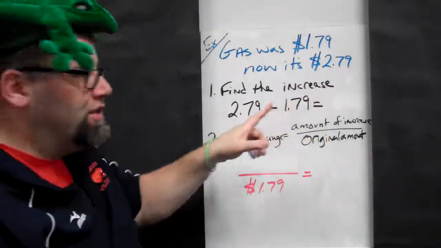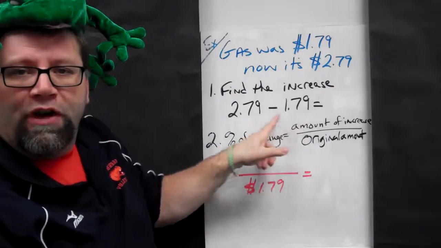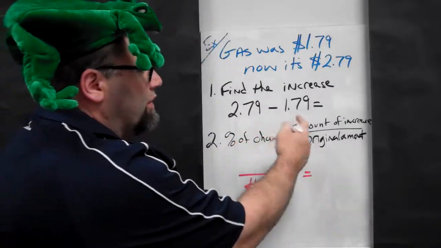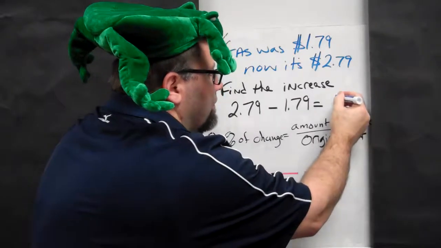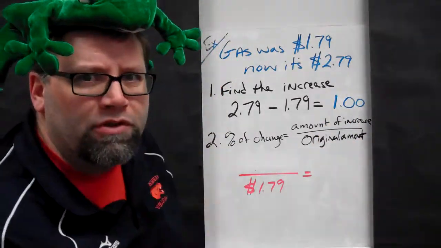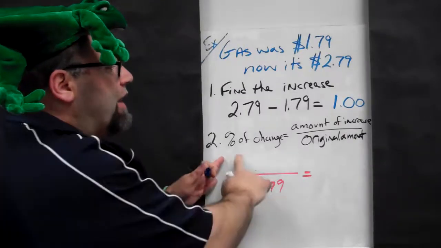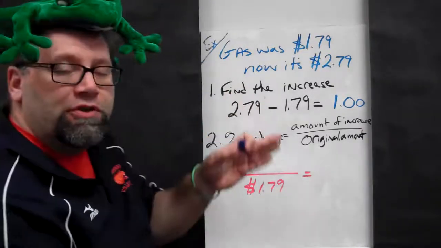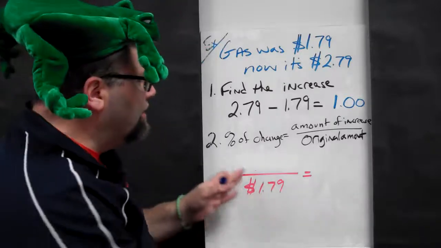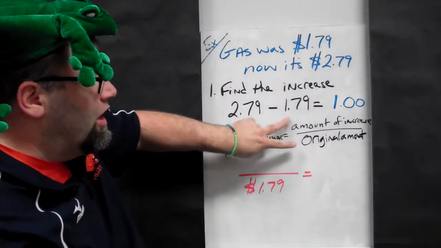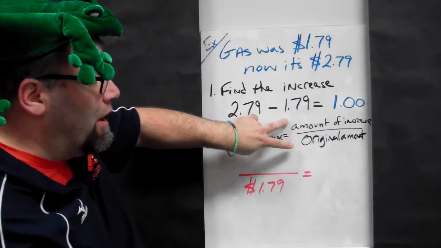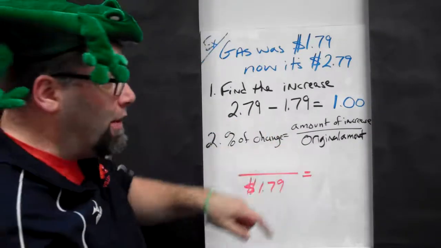So we find the increase. We have 279, and we find the difference between the two, 279 and 179. And we know the difference is $1. It's just $1. I made the numbers pretty easy. Now we have to find the percent of change. So the first step is you find the difference between the two. The second step is we find the percent of change, and to do that, we set up a ratio. Our ratios look like fractions. So we have the amount of increase over the original amount.